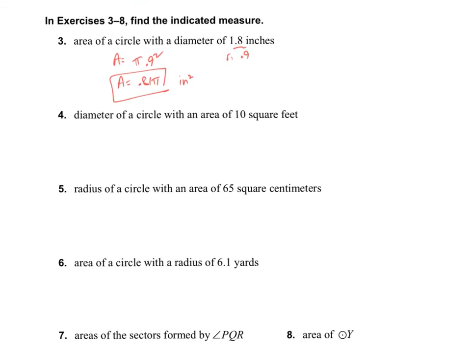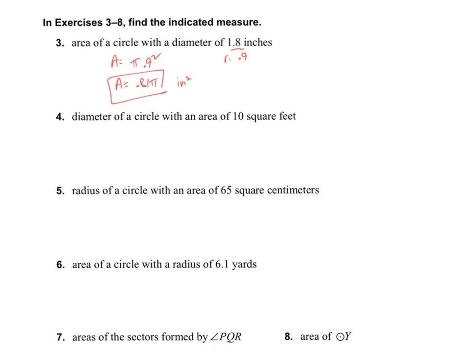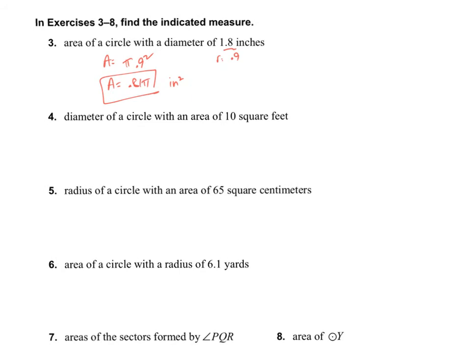We are going to find the diameter of a circle with an area of 10 square feet. So this is our area this time. Whoops, let's use the right tool here. Our area is 10, and we know that it's pi r squared, and we can solve for this. So 10 over pi, and we take the square root of that, that's going to be our radius.